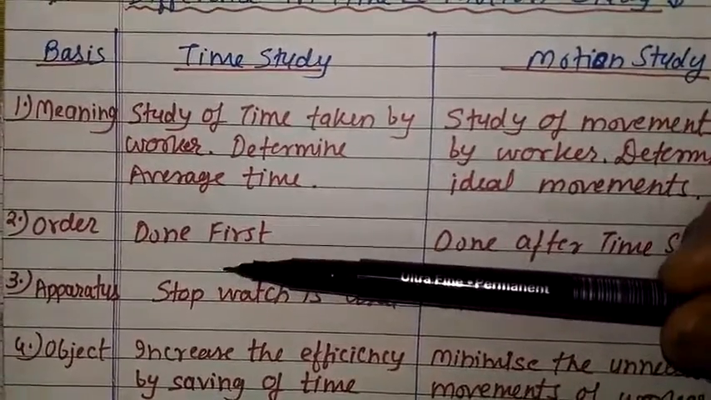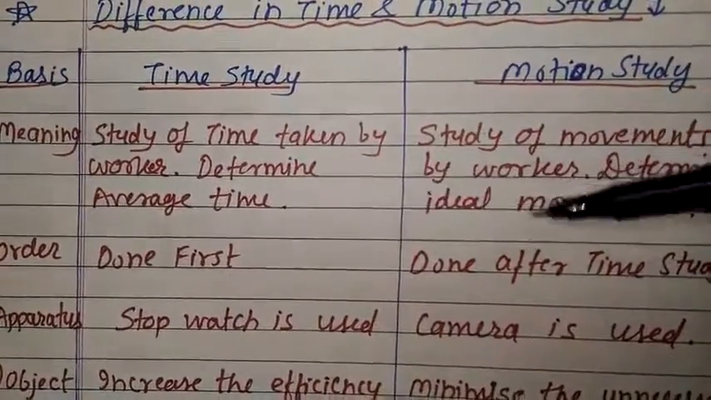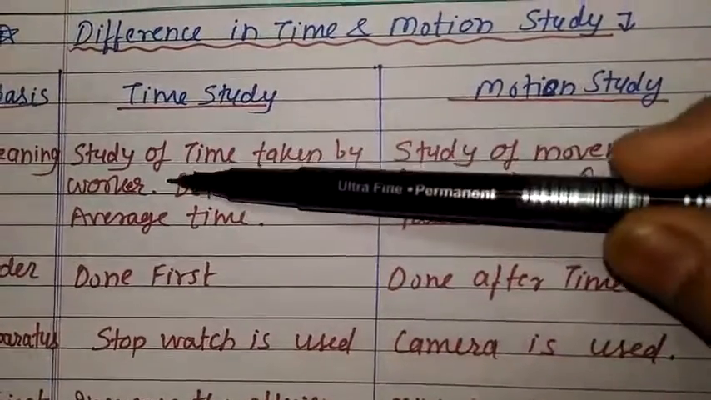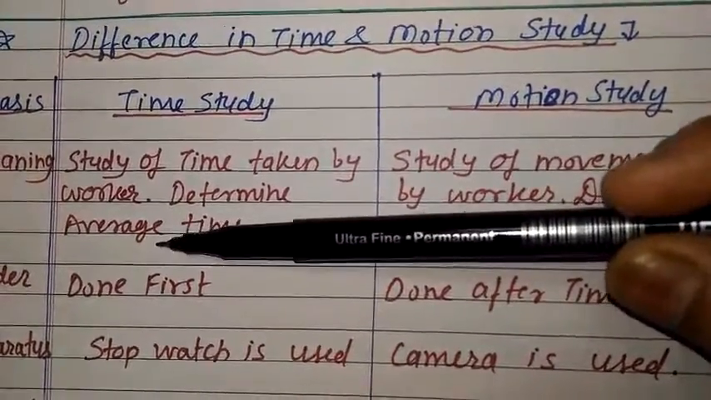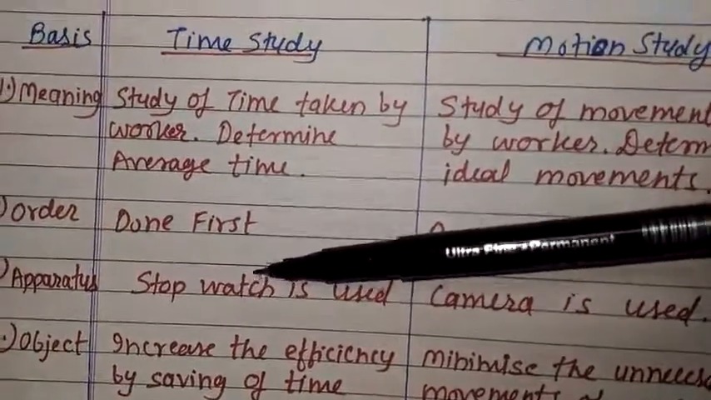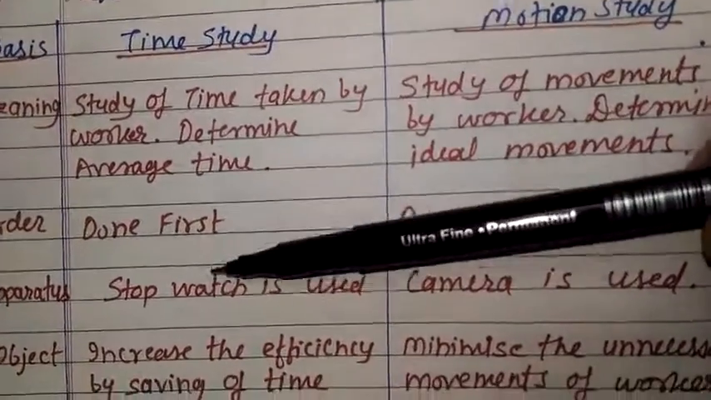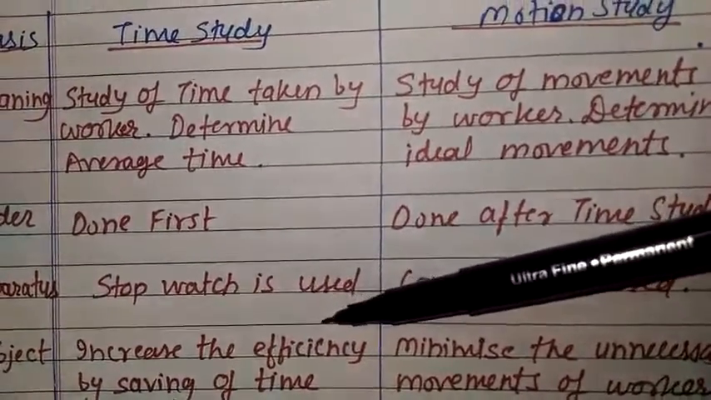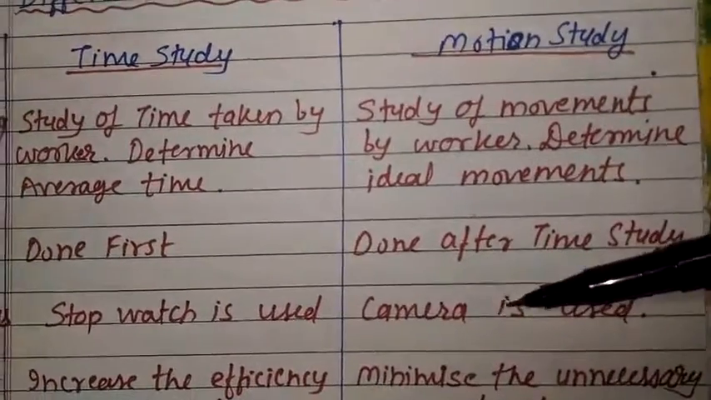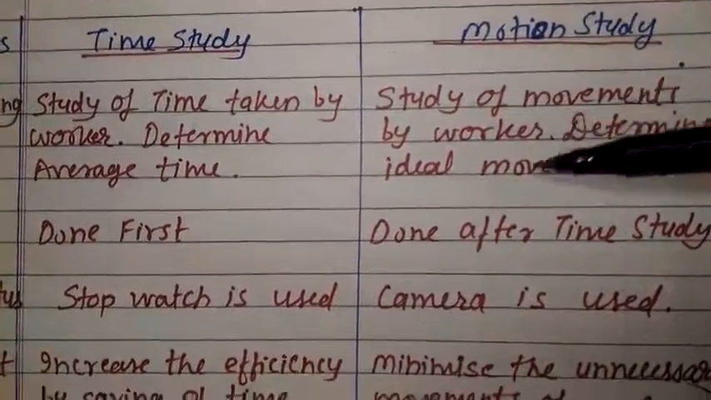Second one is order or sequence. Time study is done first, before motion study, and motion study is done after time study. In the sequence, the time study is done before the motion study, and after the study of time, the study of movement is done. Third one is apparatus or equipment. What type of equipment is used for the time study? The stopwatch is used for measuring time in time study, while in motion study the camera is used as equipment for observing the movements of the worker.